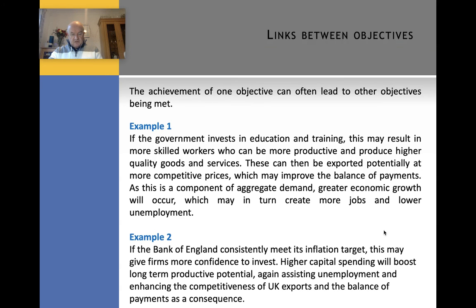We take a look at the second example then. Okay, Bank of England is consistently meeting its inflation target, and that essentially is going to provide a very stable environment where firms are going to be more confident to invest. That's going to lead to higher capital spending, and that's going to boost the long-term productive potential of the economy, helping to reduce unemployment and also helping to enhance the competitiveness of UK exports. And that then has an impact on the balance of payments as a consequence. So we get more exports. That's going to mean that our net trade figure, our net exports figure, is going to be significantly improved.